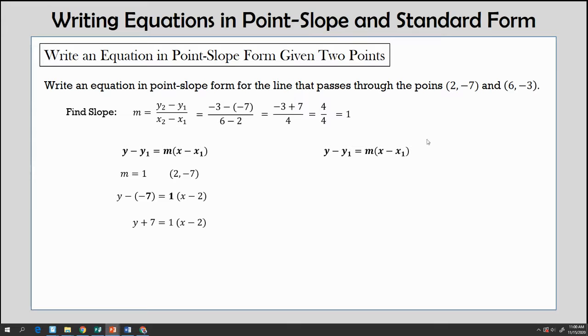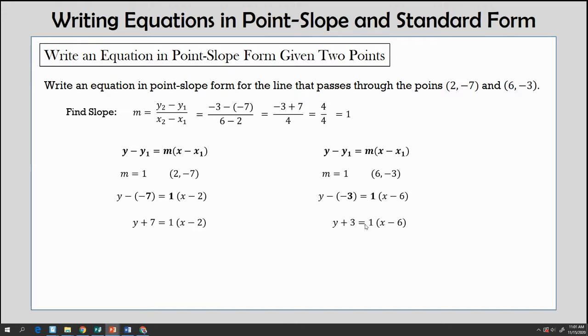Okay. All right. Let's say you decided to use the point 6, negative 3. Well, same stuff, right? M equals 1. The point we're going to use is 6, negative 3. Plug in negative 3 for the y sub 1, 6 for the x sub 1, 1 for slope. And then simplify, right? Minus a negative is plus 3. Either one of these two is the correct answer.